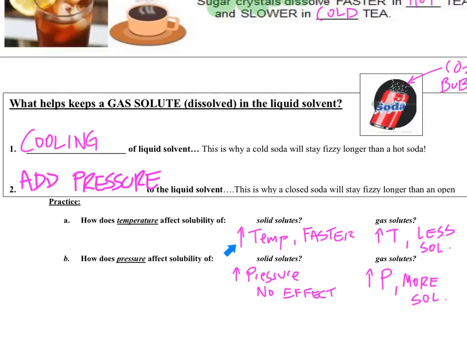So an increase in the temperature, the faster a solid dissolves. Like the higher the temperature of the tea, the faster the sugar dissolves. If I increase the temperature of a gas, then it's less soluble. As far as pressure goes, if I increase the pressure of a solid, there's no effect. Pressure doesn't affect the rate at which sugar dissolves in tea. But it does affect the rate at which gas dissolves. If I increase the pressure of a gas, then it dissolves much more rapidly into my liquid.